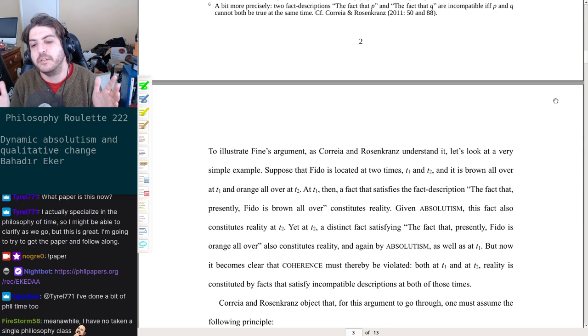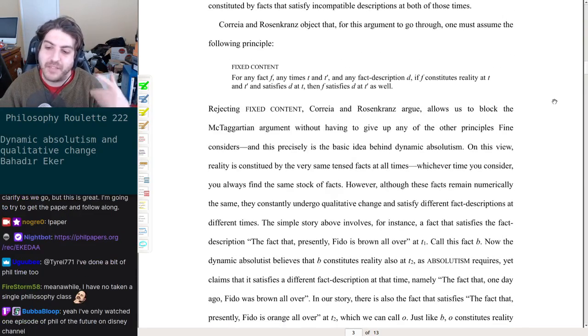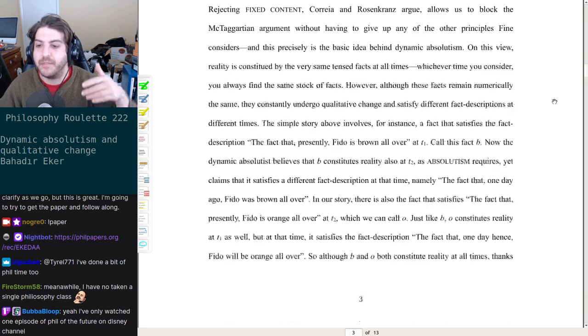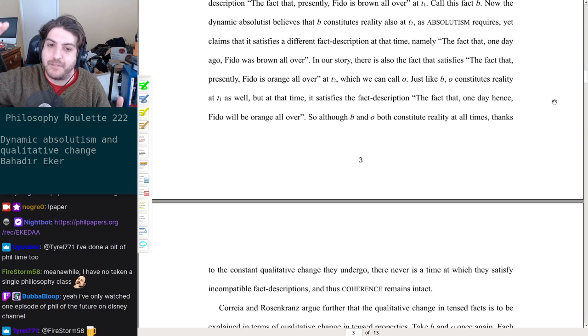If you tense all your facts, like you index them to a time, can you do that, and does that make sense? And the author here is saying no, it doesn't work. Because then you can talk about the fact of a fact. When is the fact present? If the fact is present at a time, like it's snowing right now, and that fact is present right now.